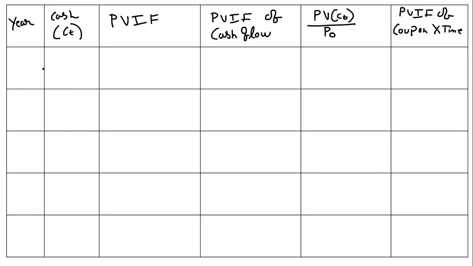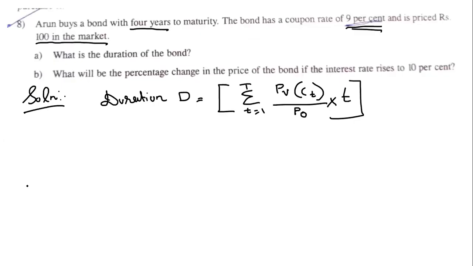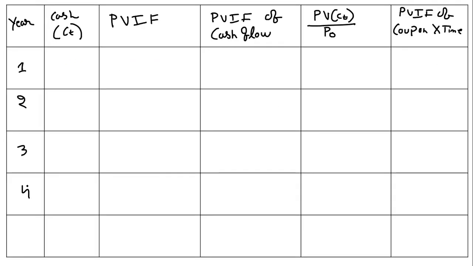So here in the problem we have 4 years of maturity: 1, 2, 3, 4. Now if you look at the cash flow, the interest rate is 9%, and for 100 it will be 9 rupees. So the first year it will be 9, second year 9, third year 9, and fourth year it will be 109, which includes 100 rupees of the bond and 9 rupees of the interest.